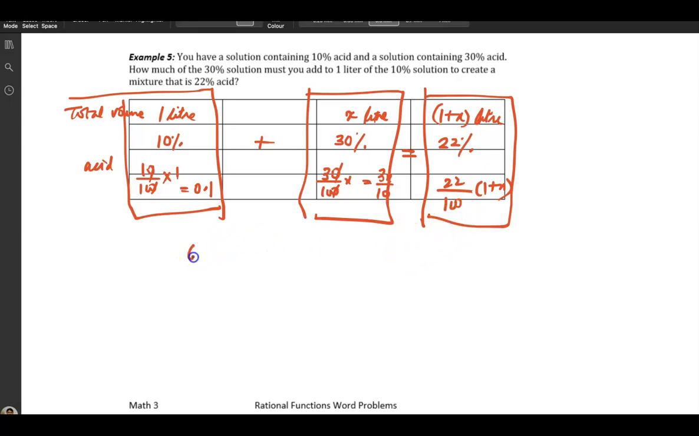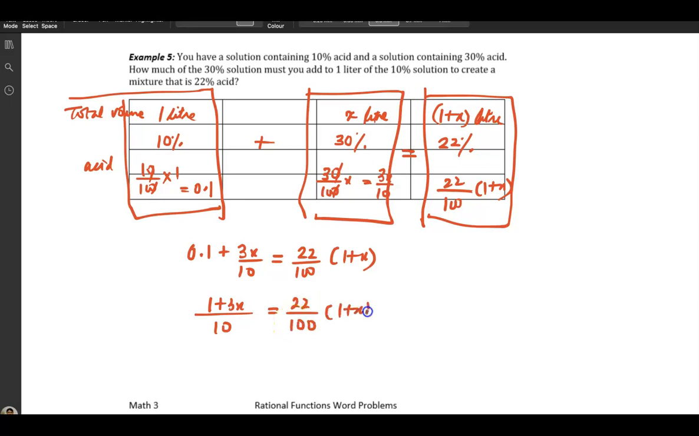Now, when you add the solutions, the acid will also get added. So 0.1 plus 3x over 10 is equal to 22 upon 100 into 1 plus x. Solve this. This is 1 over 10 basically, so 1 plus 3x over 10 is equal to 22 upon 100 into 1 plus x.